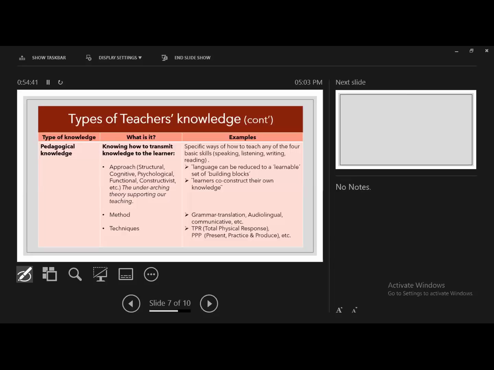Pero en el caso de lenguajes, in the case of languages, right, the different methods, for example, are the grammar translation, or the audiolingual, when people were taught in the past, they would, ¿qué pasó?